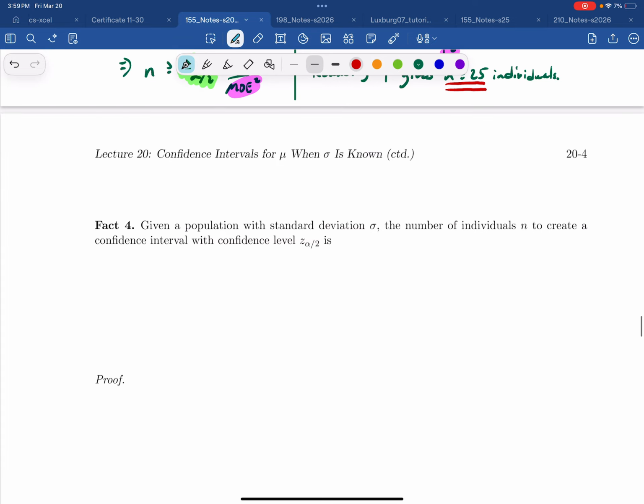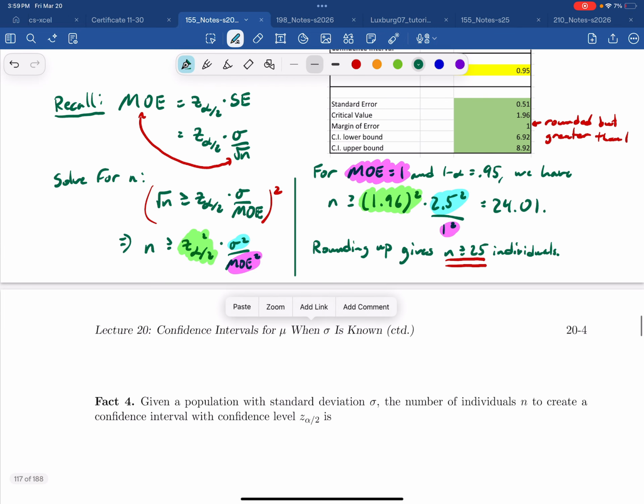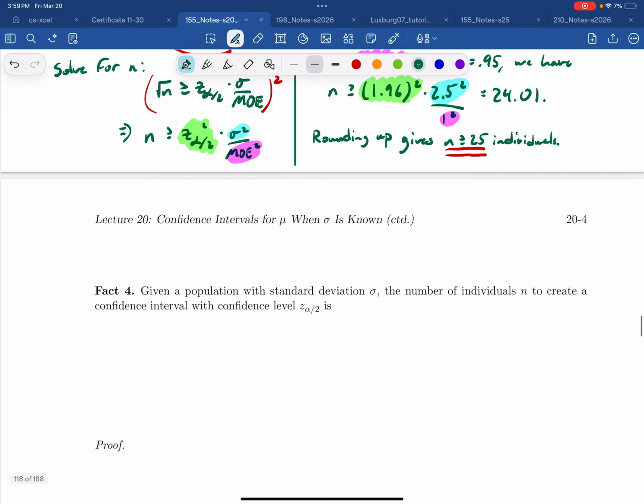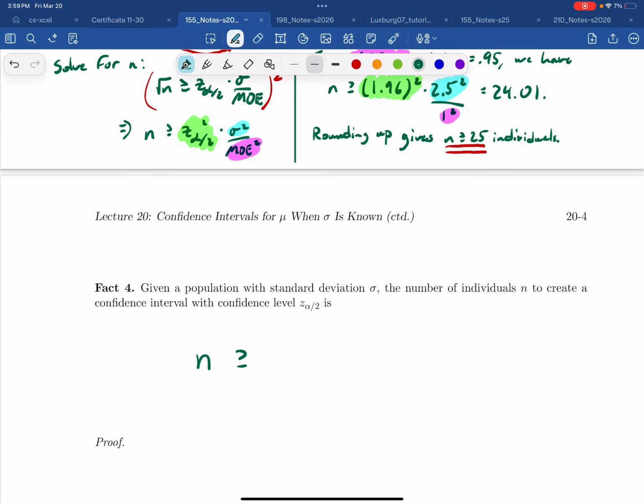Now, in general, here's the formula, right? The number of individuals needed to create a confidence interval with the appropriate confidence level is going to be, well, I'm just going to copy this formula down. n is greater than or equal to the critical number squared, times sigma squared over the margin of error squared.